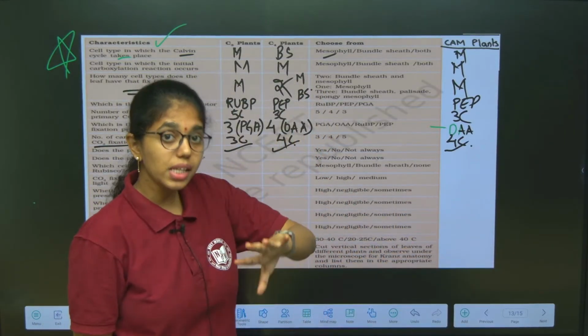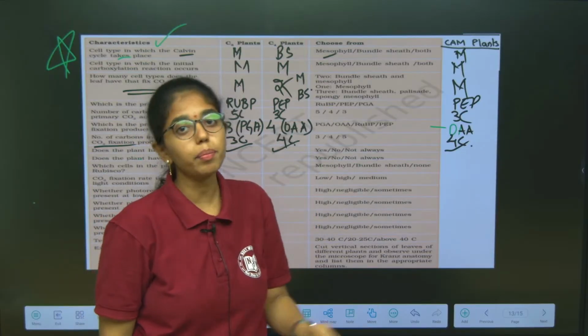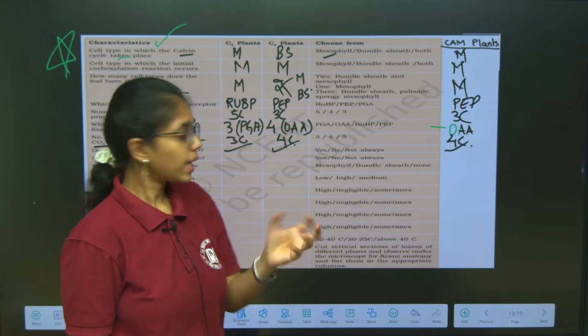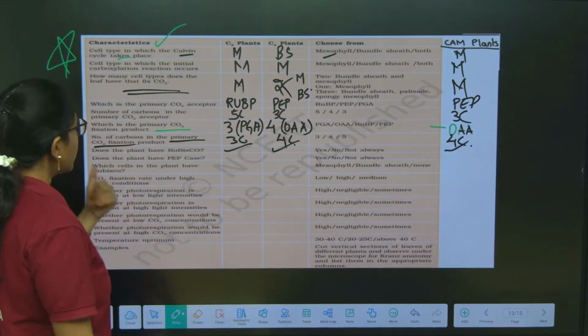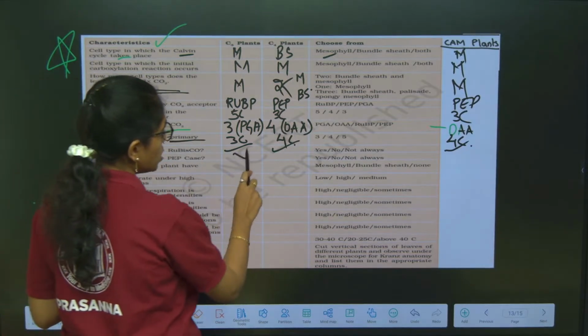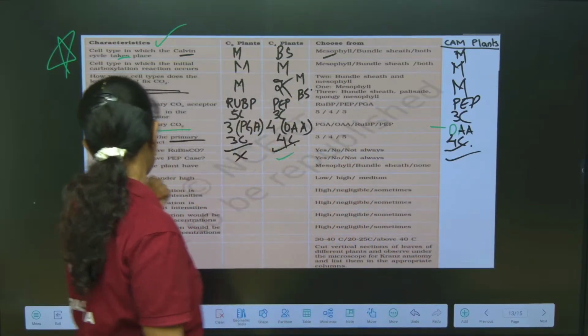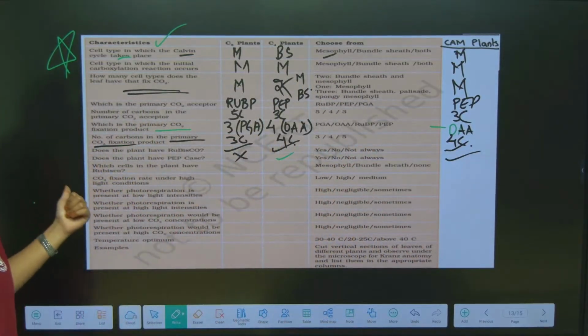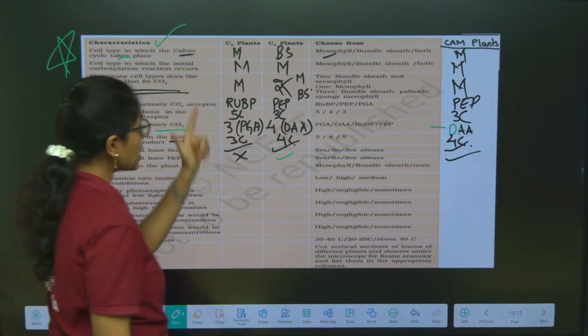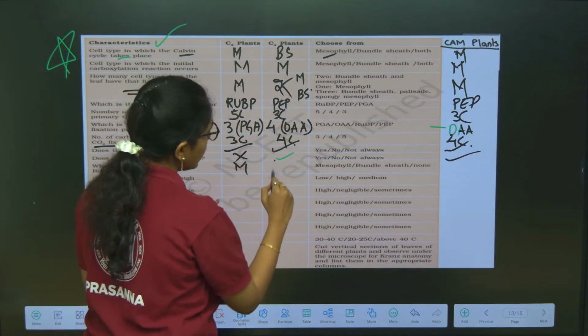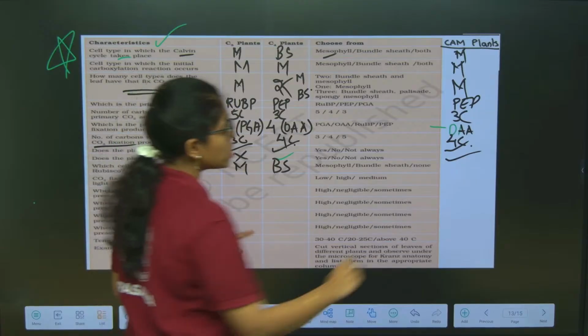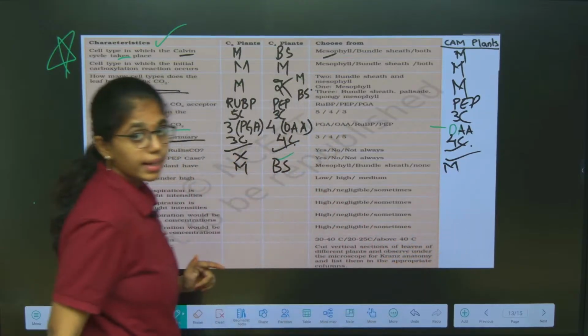So, the C3 cycle is seen in all the plants. Okay. The C3 cycle is observed in all the plants. Does the plant have pepcase? No, C3 plants do not have it, but C4 and CAM plants will have pepcase. Which cells in the plant have rubisco? Mesophyll cells in C3. Here bundle sheath cells in C4 plants, again mesophyll cells in CAM plants.